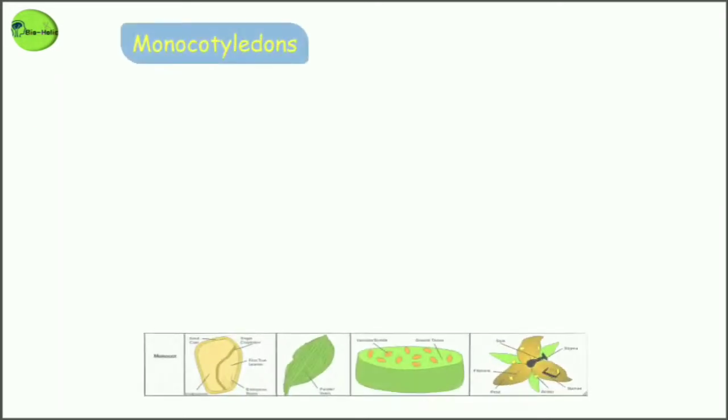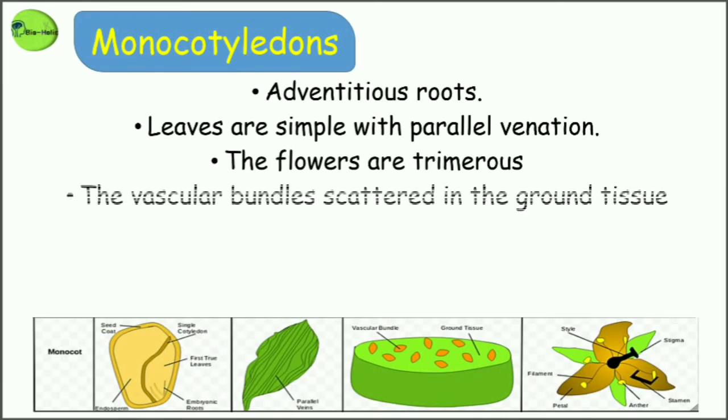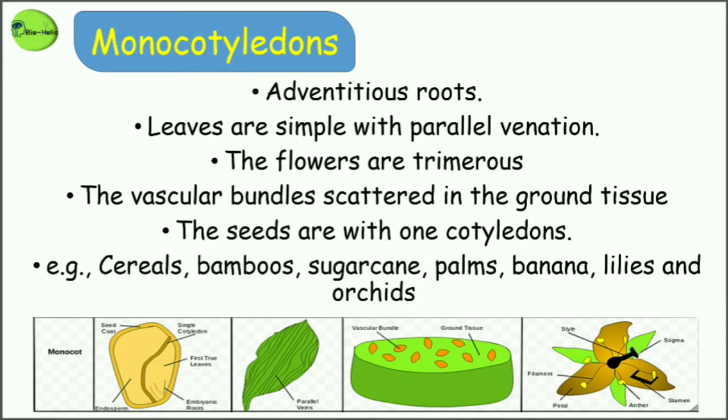At first we will talk about the monocotyledons. Monocotyledons have some characteristics: they have adventitious roots and their leaves are simple with parallel venation. Their flowers are trimerous, having 3 members in each floral whorl, and the vascular bundles are scattered in the ground tissue.